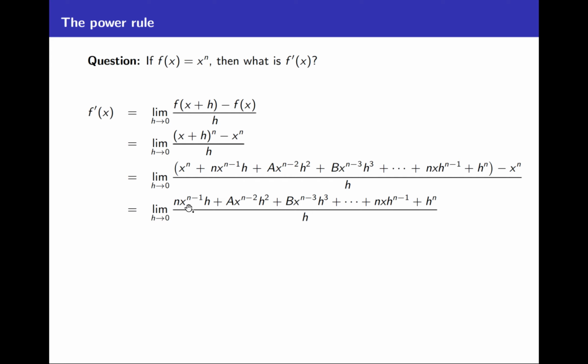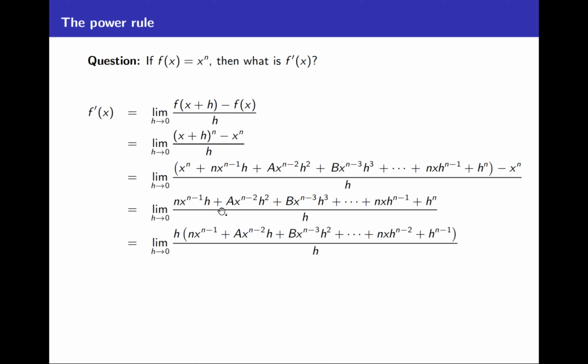n times x to the n minus 1 times h, plus some number a times x to the n minus 2 times h squared, plus some number b times x to the power of n minus 3 times h cubed, and so on, all the way down the line to h to the power of n. But the important thing to recognize here is that every single term on the top has an h in it. So you can factor that h out and cancel with the one on the bottom. The h comes out of the top.